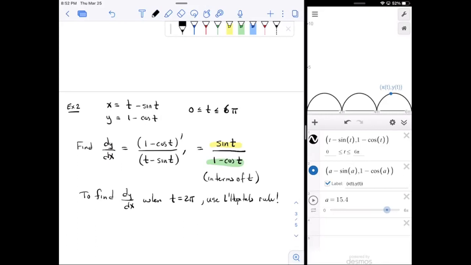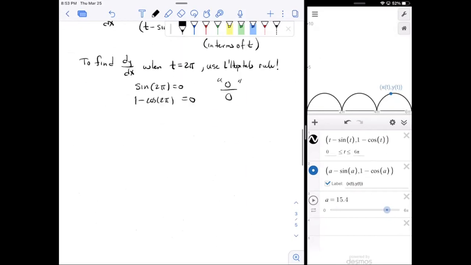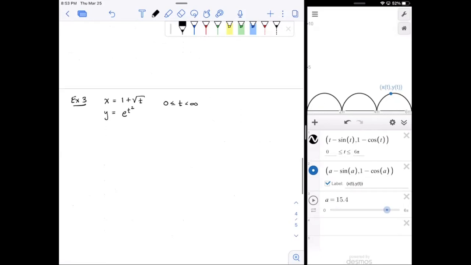Because when you plug in 2 pi, the sine of 2 pi is 0, but 1 minus the cosine of 2 pi is also 0. So that's an indeterminate form. 0 over 0 is an indeterminate form. So you're going to have to check out the value of that derivative with limits. It looks to me from the picture like the tangent line goes vertical there, but maybe that's something you can investigate.